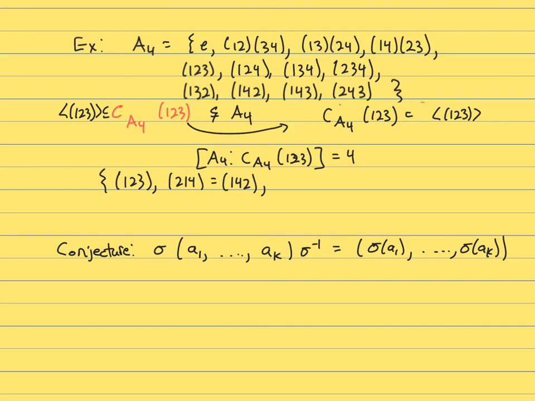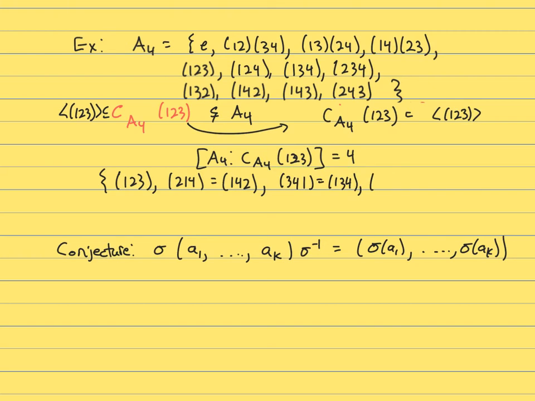So 1, 3, 2, 4. I replace the 1 with a 3, and the 3 with a 1, and I swap 2 and 4. Again, up to cyclic shift, that's 1, 3, 4.